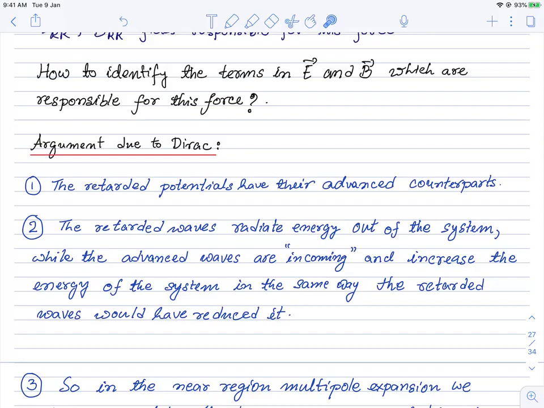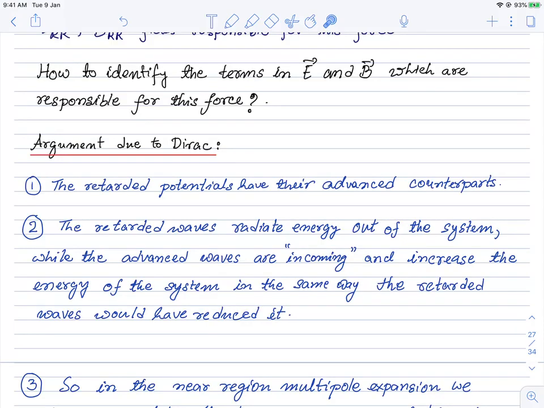It just follows from the symmetry of the system. There is this time reversal symmetry which I mentioned before. That is what you can use. The terms in the retarded waves that are responsible for taking energy out in the near field region, the corresponding terms in the advanced wave will essentially bring in the energy. So the difference between retarded and advanced is that one carries the energy out, and the other carries the energy in.